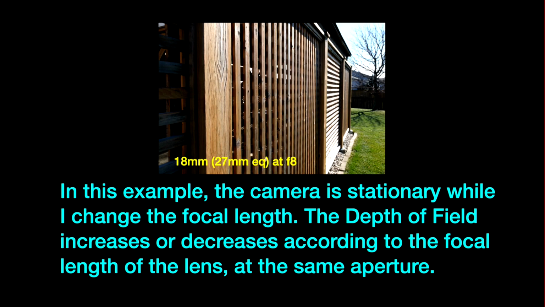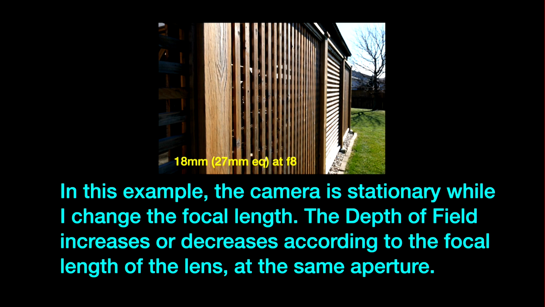This is the privacy screen that goes around my patio. I thought it'd be a good example because it's got those nice vertical bars and allows us to see what's in focus. So here I'm using an 18mm lens at f8, and you can see most of that image is in focus. The front post is a little out, and the tree is a little out, but virtually the whole thing is in focus.